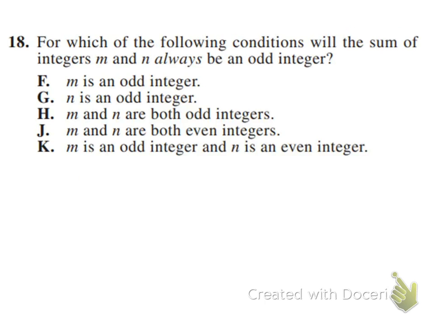Next question. For which of the following conditions will the sum of m and n always be an odd integer? So if you add two things and you get an odd integer, how do you add two things and get an odd number? Think about it.